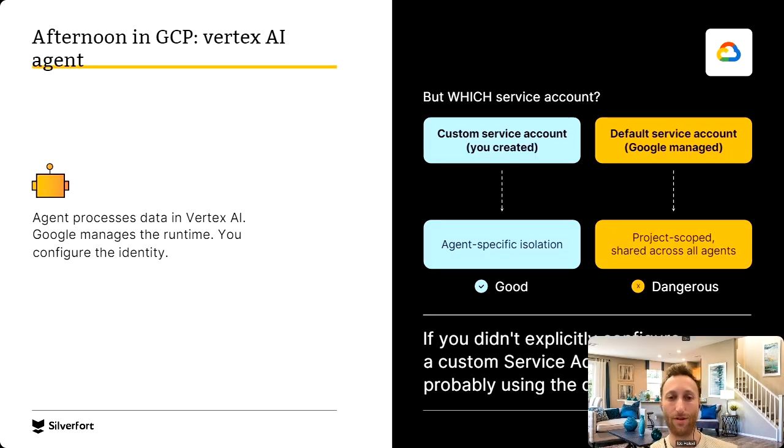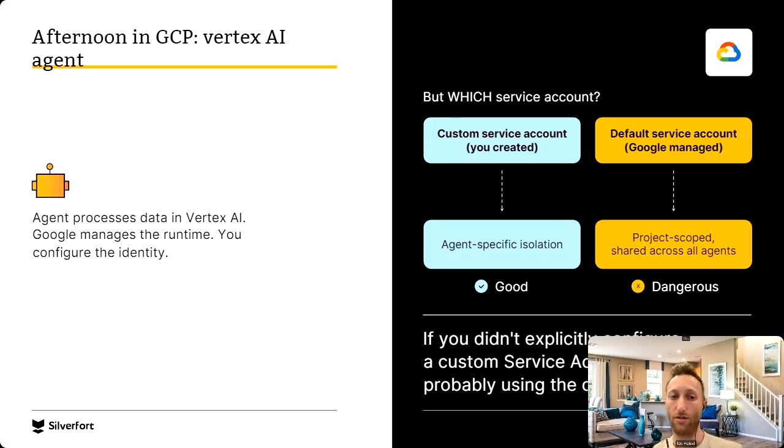Okay. So now our agent is in GCP. It's running on Vertex AI, processing some analytics data. And here is a critical choice that you have to make, right? Most teams don't even realize that they are making it or that they need to make that call. That's option 1: create your custom service account for that specific agent, the agent that you just deployed. What it will provide you is very good isolation, okay? Each agent has its own identity.